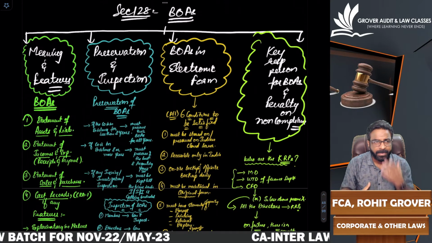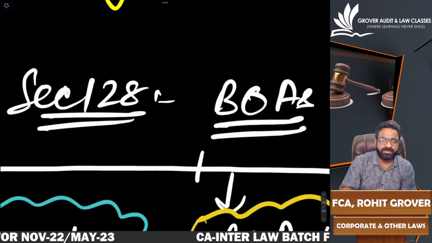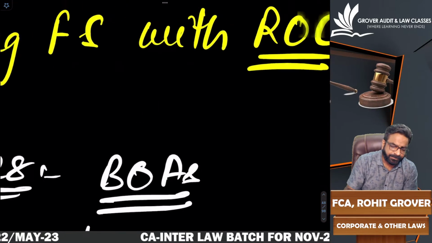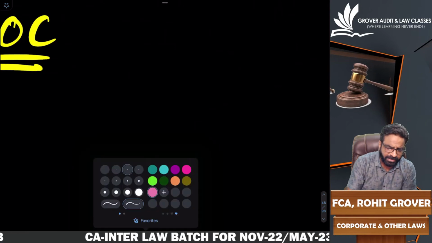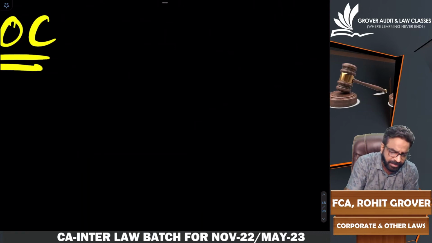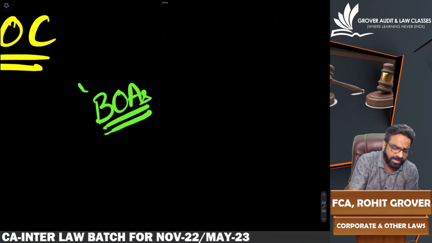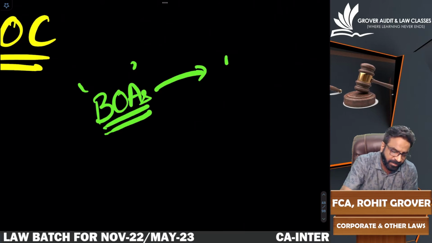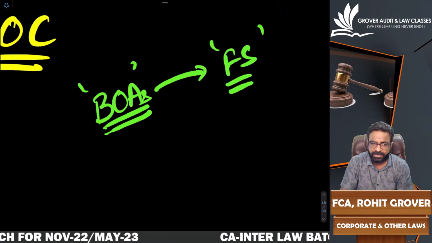The first section we are going to do is section number 128. What is the name of the section? Books of accounts. Every company has to maintain books of accounts, and from the books of accounts, we prepare the financial statements.